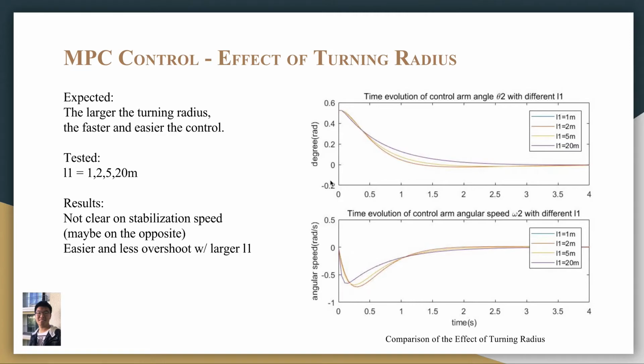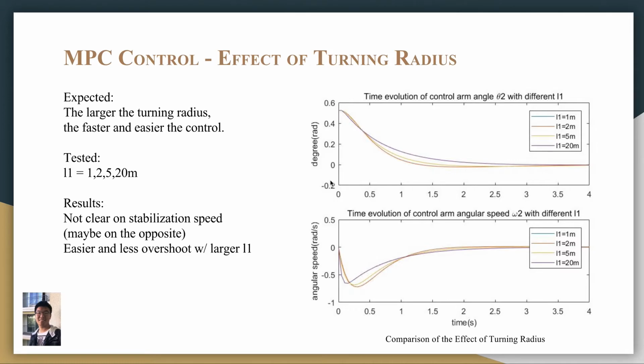In the next time. But obviously, we find that the larger the turning radius is, the easier and less overshoot the system would be. And most obviously, if you see the L1 equals 20 curve, there is basically no overshoot, I mean the overshoot after 0. So the system goes very smoothly to the end.